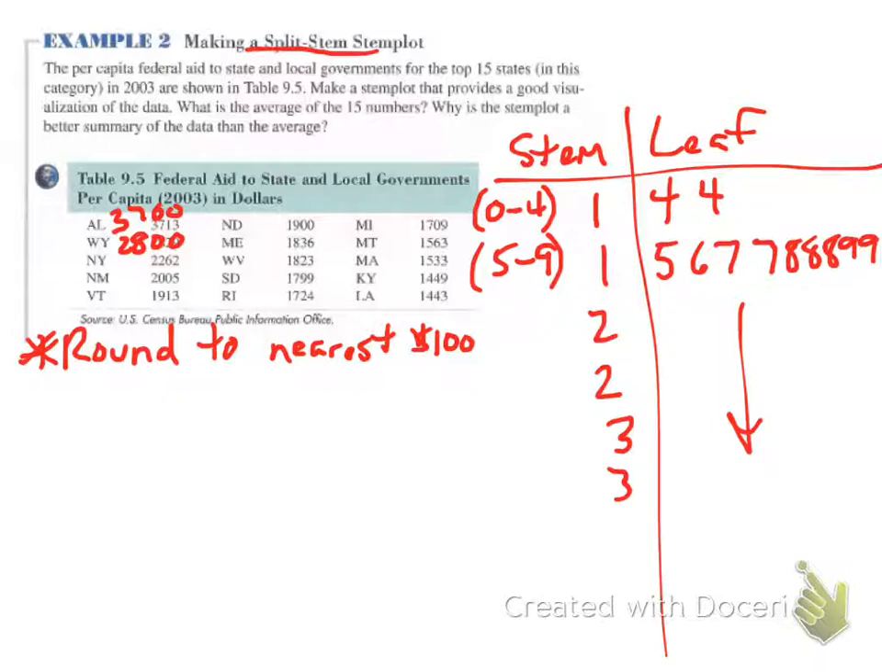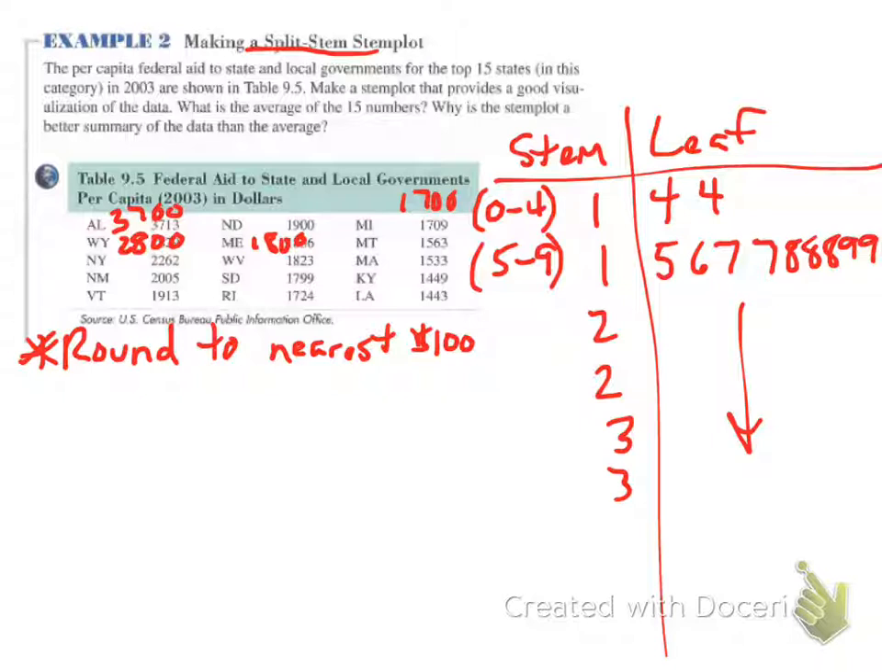Now, what that means is, for example, Alabama is $3,713. If I round to the nearest $100, that's $3,700. Wyoming is $2,800. Now, North Dakota is $1,900 automatically. ME is Maine, not me. Maine, that's $1,800. Okay, Michigan is $1,700. So you round all those to the nearest 100.